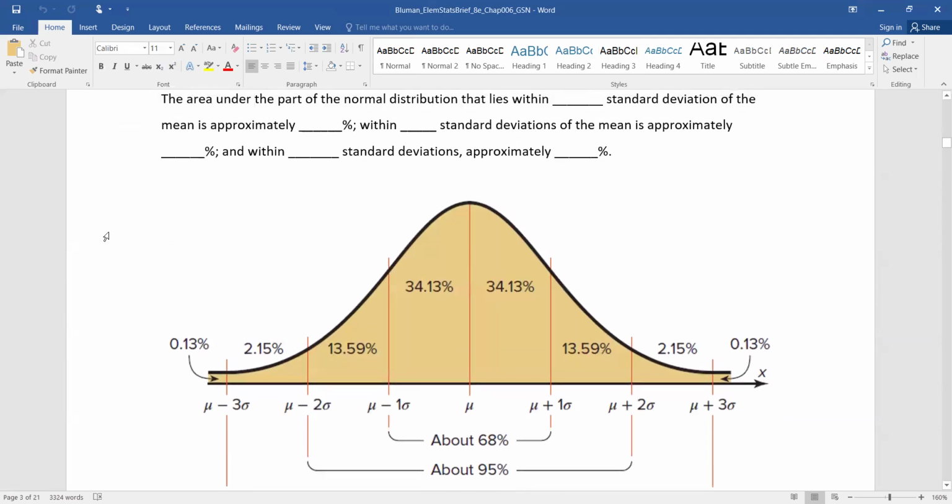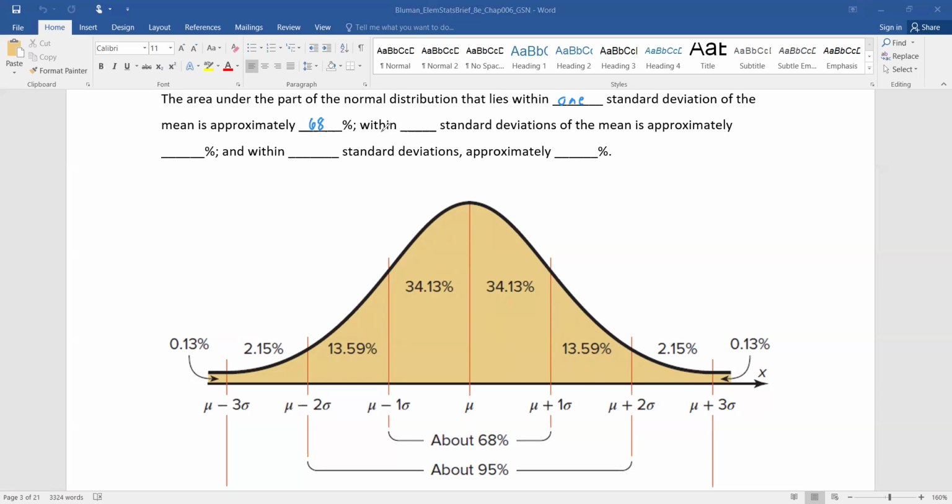There you go. The area under the part of the normal distribution that lies within 1 standard deviation of the mean is approximately 68% of your data. So if this is my mean, and this is plus or minus 1 standard deviation, it's about 34.13% on both sides. We'll just round it to 68%. So 68% of my data, you can see it right here, is within plus or minus 1 standard deviation.